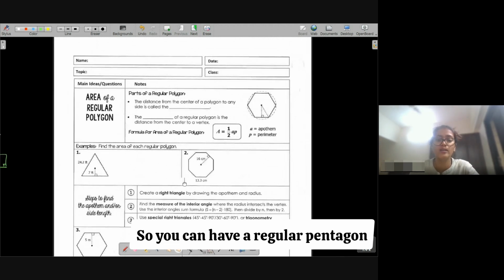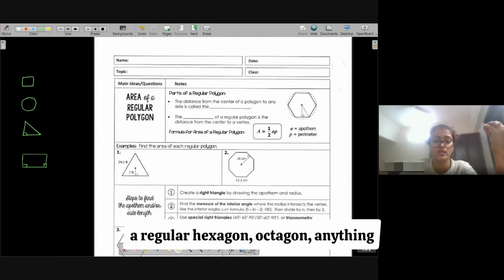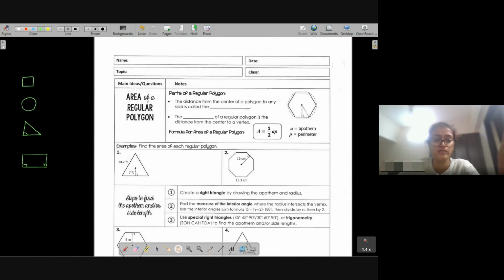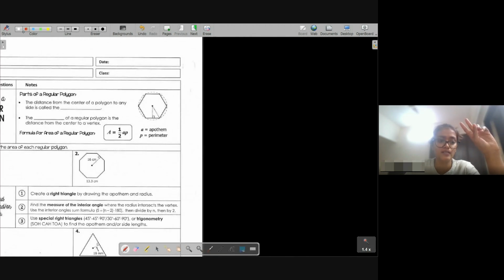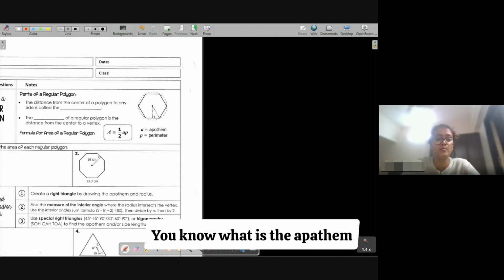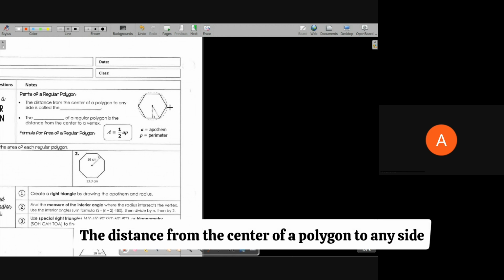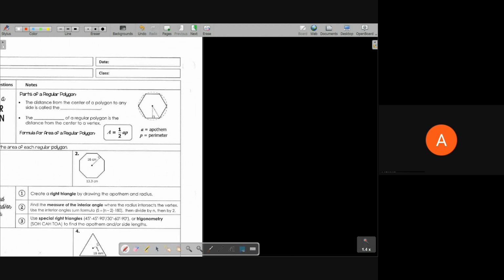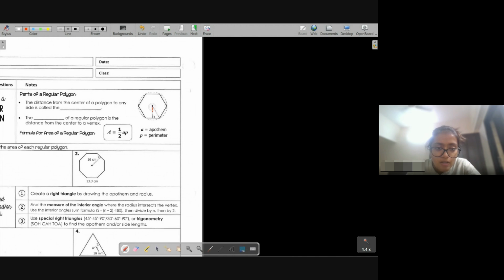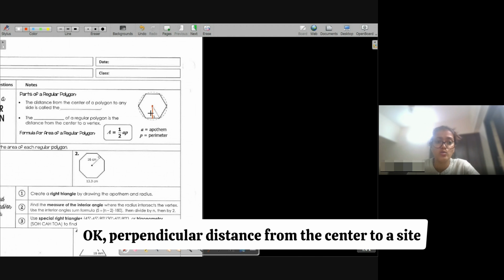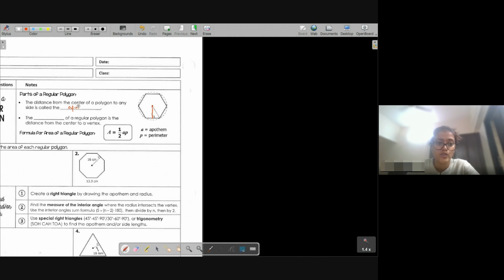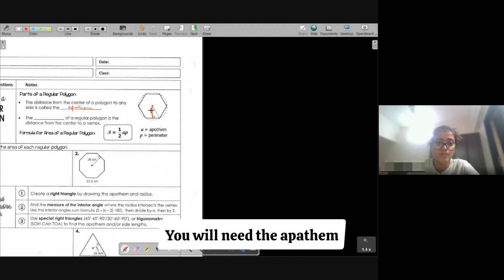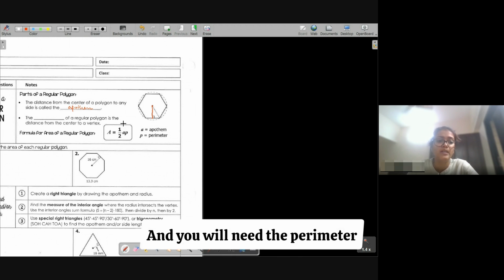So you can have a regular pentagon, a regular hexagon, octagon, anything. So how do we find out the area of any regular polygon? For that, you need only two things. You know the apothem? What is the apothem? The distance from the center of a polygon to any side. Exactly. This one has to be a perpendicular. Perpendicular distance from the center to a side. That's your apothem. So you will need the apothem and you will need the perimeter.